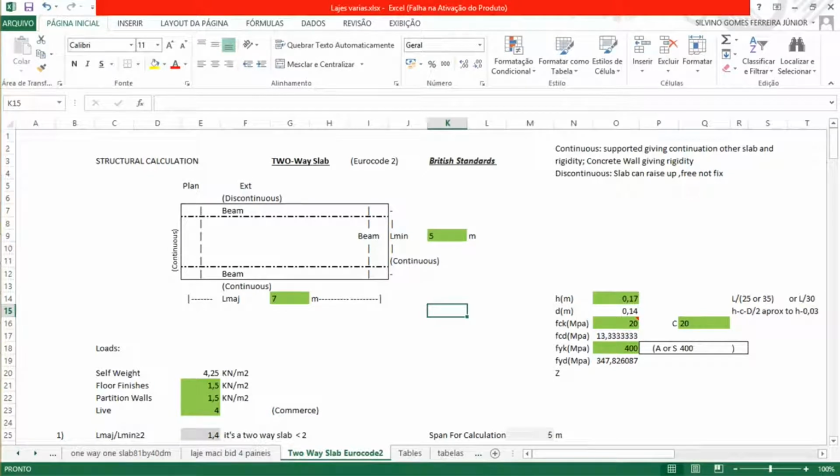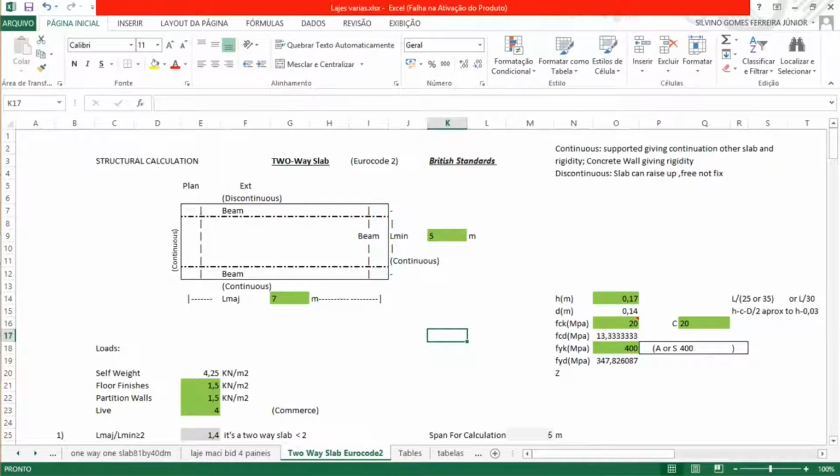We're going to start calculating this two-way slab using the Eurocode and the British Standards. This two-way slab will have these conditions for supports around it. On this side it will be discontinuous, which means it's free. And this side will be continuous support, and this side continuous, and this side continuous.